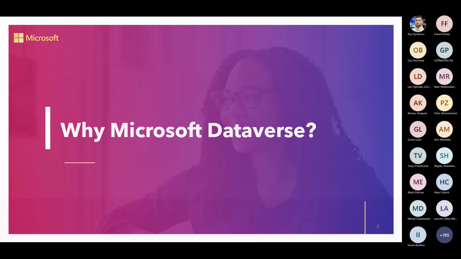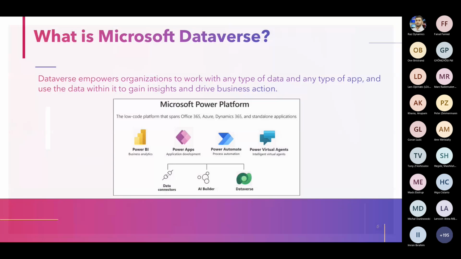All right. So why Microsoft Dataverse? Dataverse is simply a database that basically empowers the organization to work with any type of data and any type of application, and use the data to gain insights and drive business actions, right? So Microsoft Dataverse is nothing but a database that you use to store all sorts of data that is managed by all the Microsoft applications.